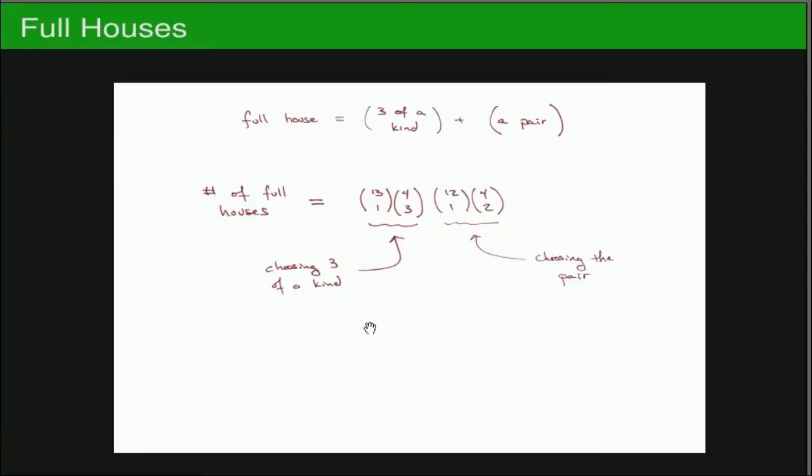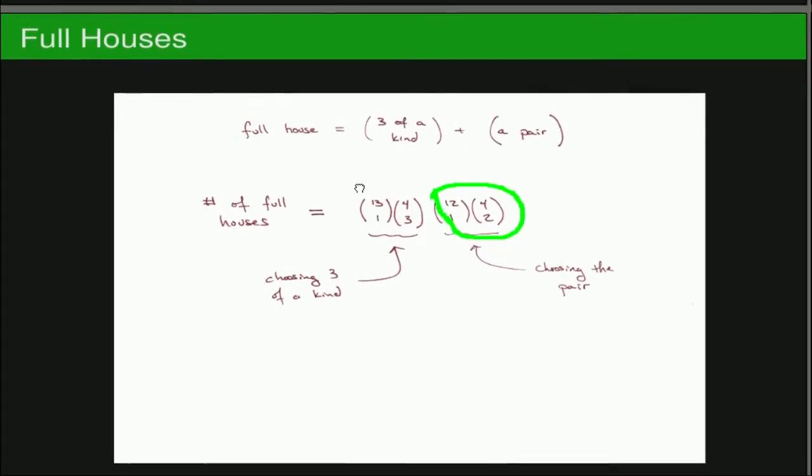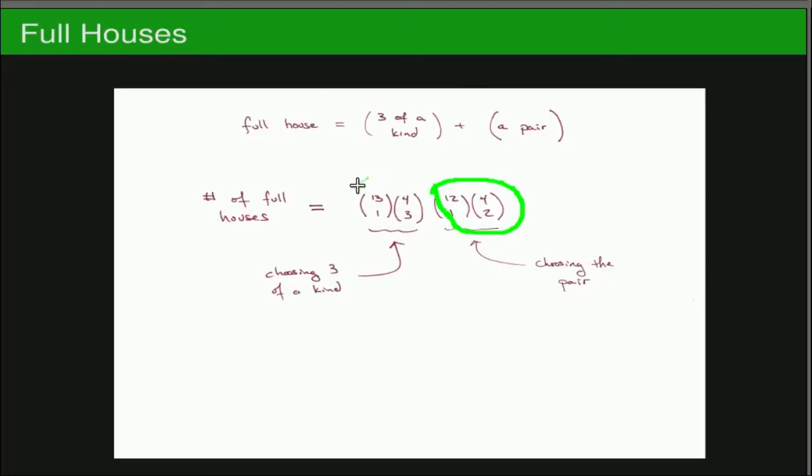What about choosing our pair? Well, for choosing our pair, we've got 12 remaining possible numerical values. So of those 12 remaining numerical values, we want to choose one of them. But since we only want a pair, we've got 4 possible suits, and we want to choose 2 of them. So this combination gives us the number of ways of choosing our pair times the number of ways of choosing our 3 of a kind.